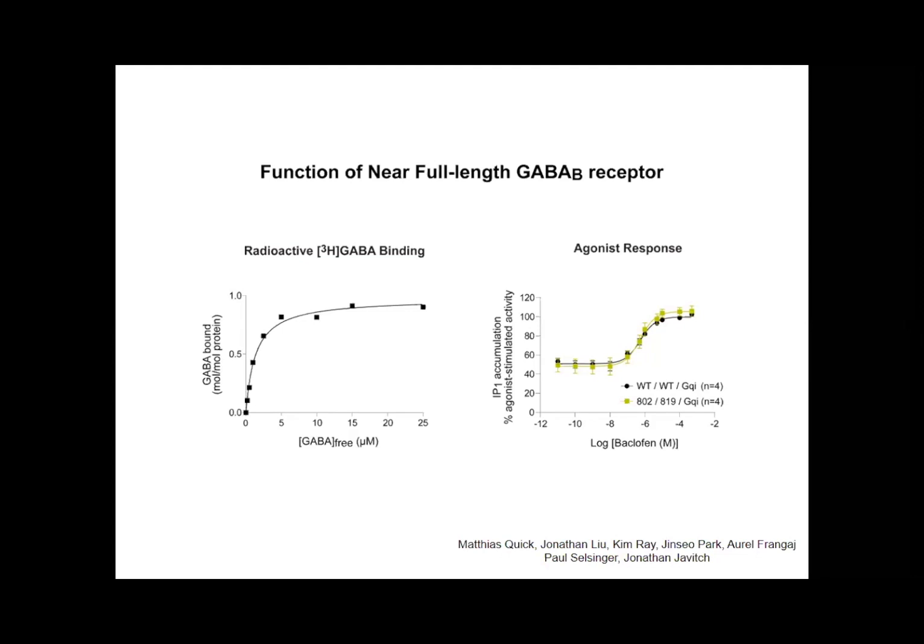The function of the GABAB receptor could then be monitored through the accumulation of inositol phosphate. As shown here, application of the GABAB agonist baclofen resulted in dose-dependent IP production. We found that the C-terminally truncated construct responds to baclofen with similar potency and efficacy as the full-length receptor, indicating that the deleted regions in the GABAB1 and GABAB2 cytoplasmic tails are not required for receptor activation.